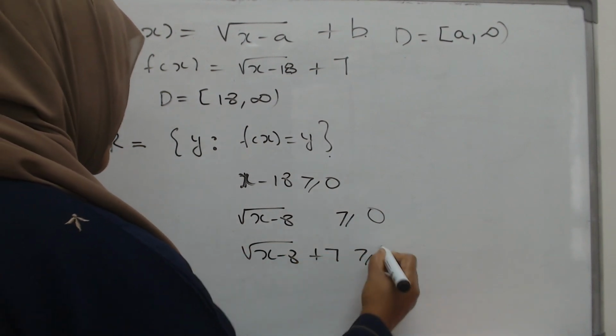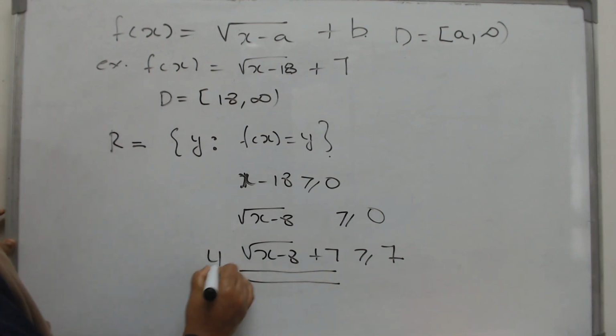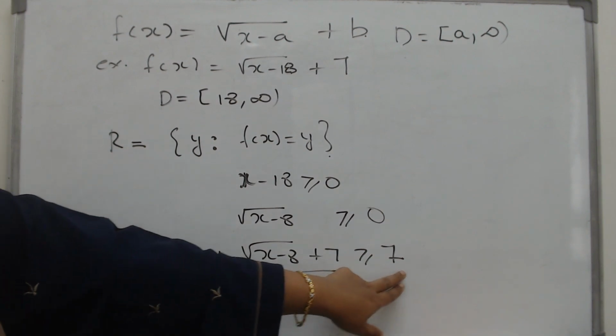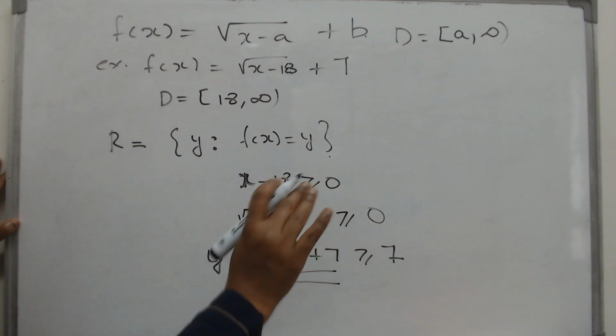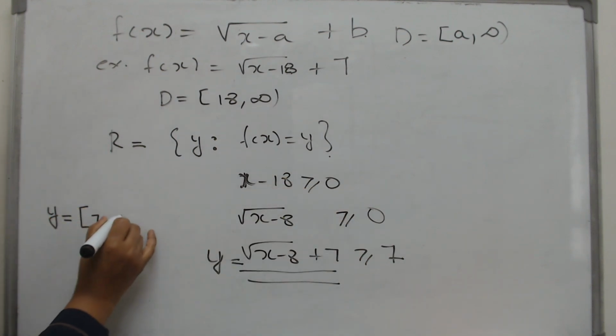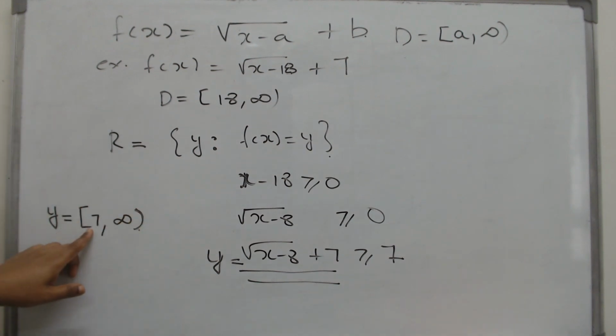So plus 7 here and plus 7 here. But this is exactly what our y is. So now what is the limit for your y? Your y cannot go below 7. It cannot be a 6. It cannot be a 5. It stops at 7. So your y should be from 7 all the way to infinity. It should start from 7. It cannot be 6. It cannot be 5. It cannot go below this.